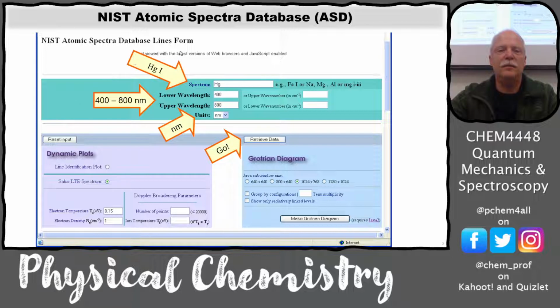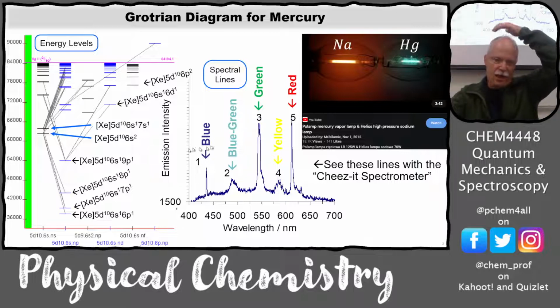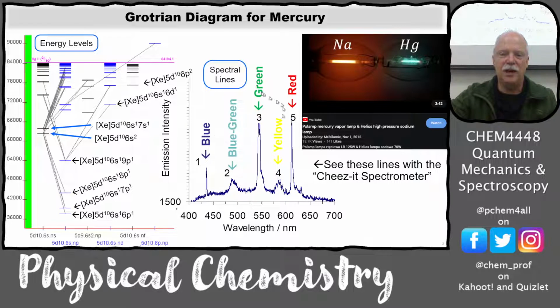So in the atomic spectral database, if we put in mercury, 400 to 800 nanometers and hit go, we get the Grotrian diagram, we get the table of lines, we see the spectrum here. These 5 different spectral lines give us what appears to our eye as white light.